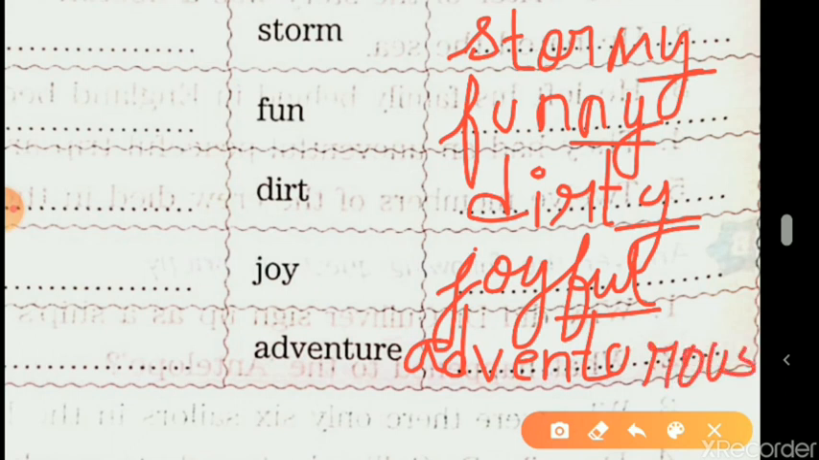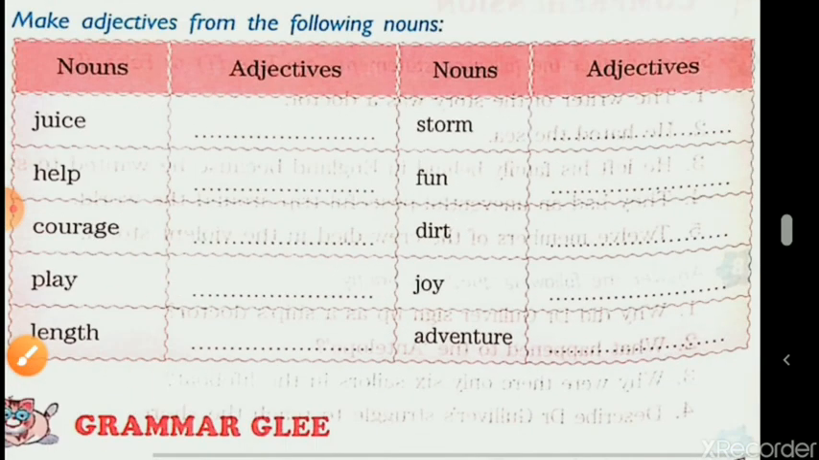T-U-R-O-U-S. Adventurous. A-D-V-E-N-T-U-R-O-U-S. Same spelling. Just you have to remove the E and add O-U-S. So it will become adventure, adventurous. So now let's revise the words again. Storm, stormy. Fun, funny. Dirt, dirty. Joy, joyful. Adventure, adventurous. Now let's revise the entire exercise, children.